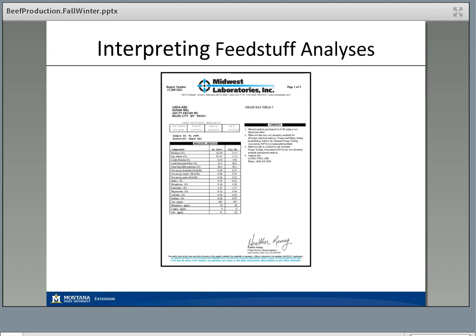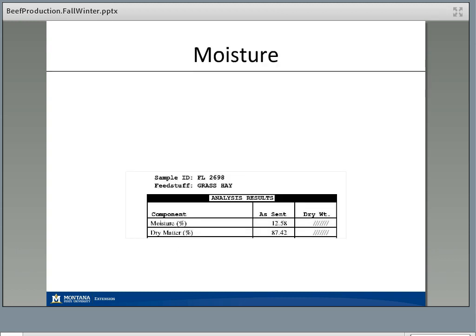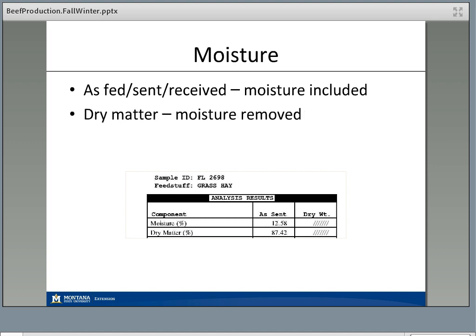So let's start here with moisture. Okay, so we have two different components here. You can see that the middle column says as sent, and the right-hand column says dry weight. Okay, so this was a grass hay. And so in order for us to compare feeds fairly with one another, we need to compare them on a dry matter basis with all of the water dried from them.